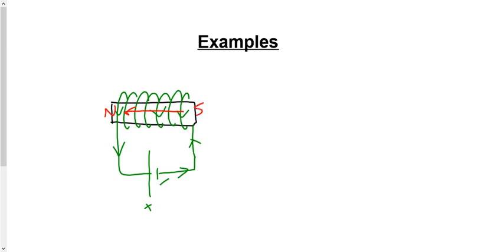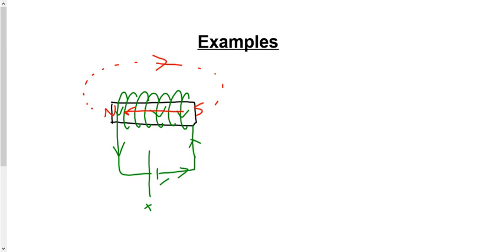Wait a sec, didn't we say magnetic field points from north to south? Magnetic field points from north to south outside of a magnet. Inside it points from south to north. If we extended that around, we don't need to, but if we did, it would go from north to south outside.